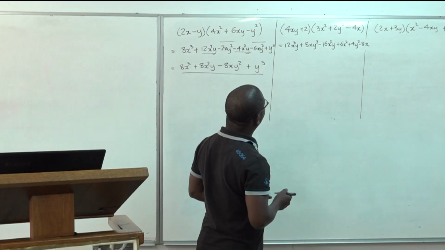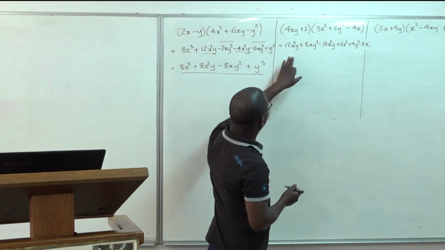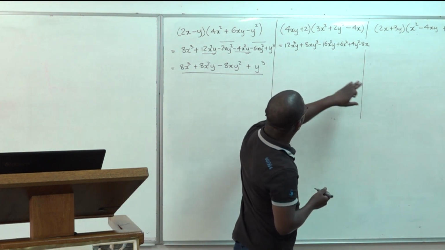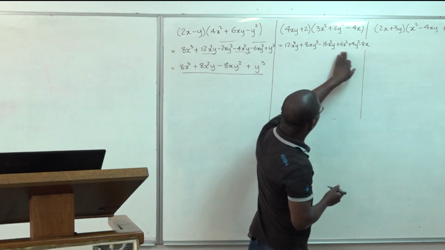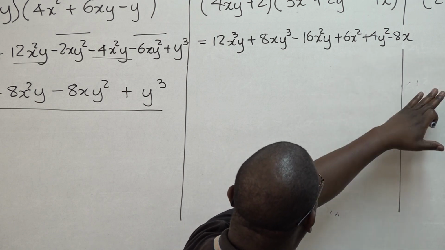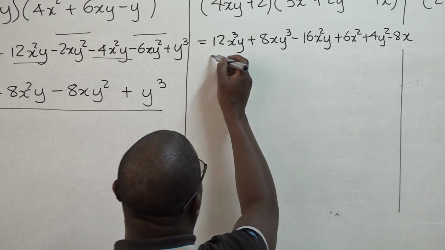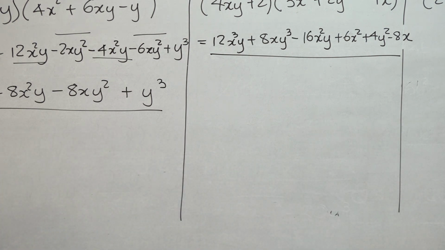Again, we look for like terms, and in this case, we are not going to have any like terms. x cubed y, there's no other x cubed y. xy cubed, there's no other xy cubed. x squared y, there's no other x squared y. x squared, no other x squared. y squared, no other y squared, and 8x. Therefore, our answer stops there. We cannot further simplify it.